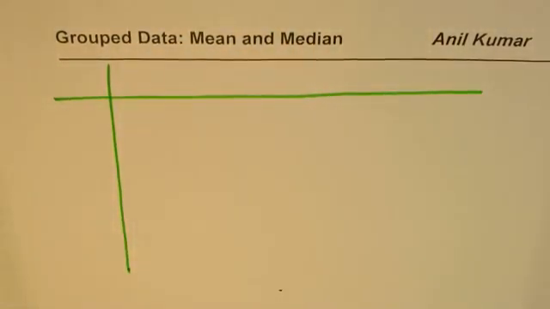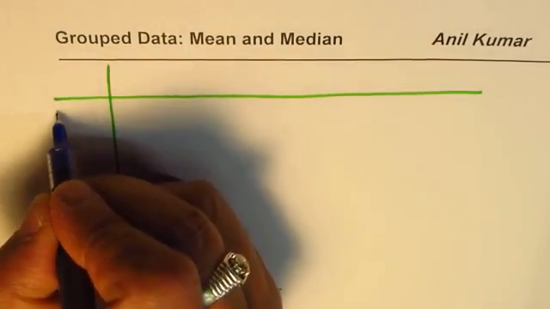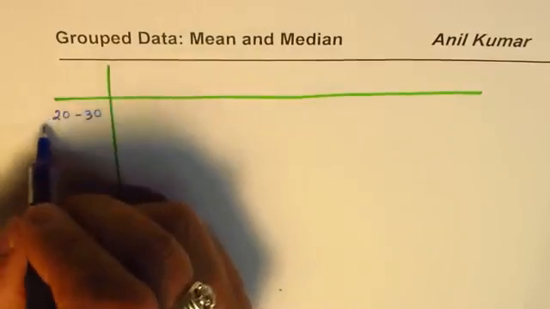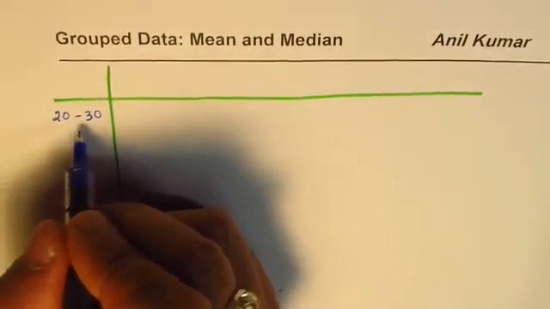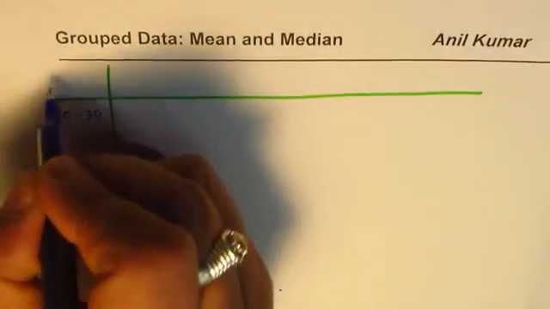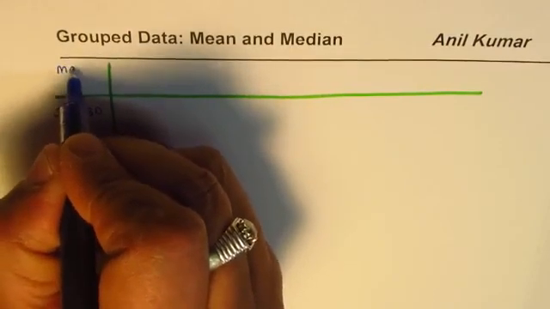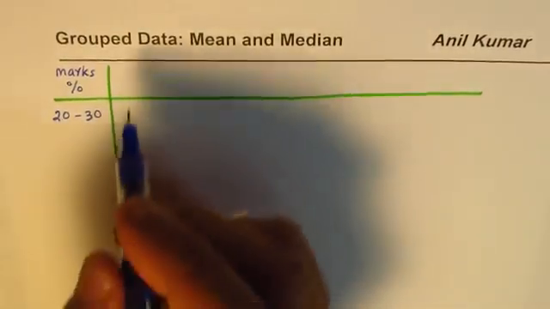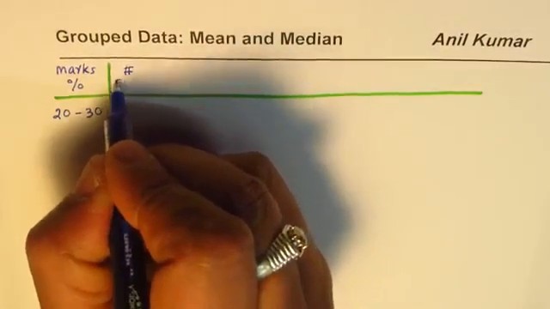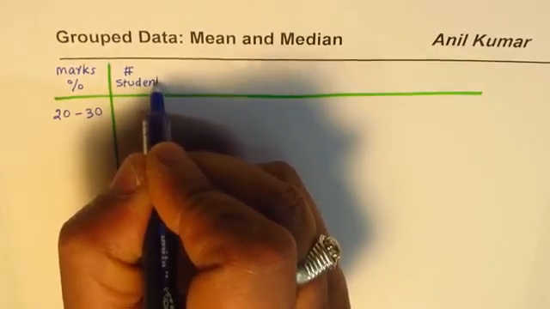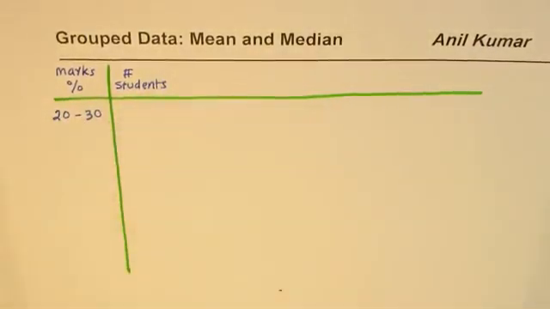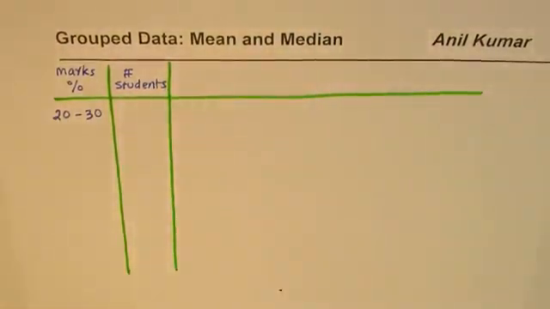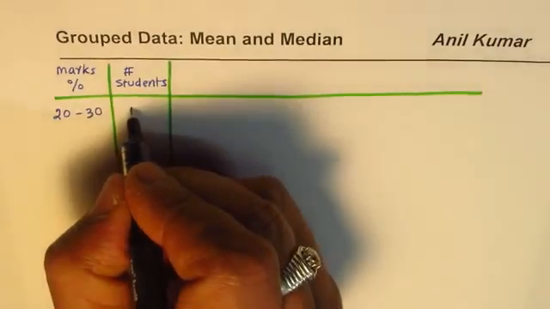Let us say that the students whose percent marks are between 20 to 30%. So this is the range for the percent marks. From 20 to 30, let us find the number of students. Let us say between this group, there were 5 students who scored between 20 to 30. So we'll just write a number here, 5.